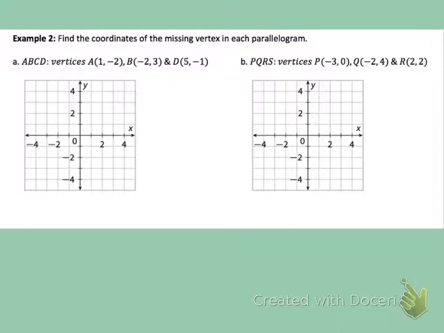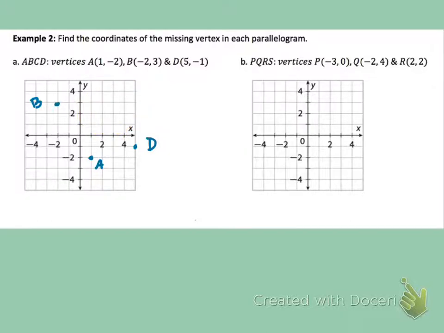So let's see, A is at 1, -2. So 1, -2 would be right there, and that's A. B is at -2, 3. -2, 1, 2, 3 is B. D is at 5, -1. 5, -1, which is here. And that means that the other coordinate's going to be somewhere up in here, right? We know that because, in order to make a quadrilateral, and also being a parallelogram, it's going to have to be in that area.